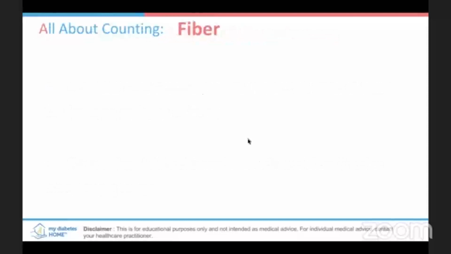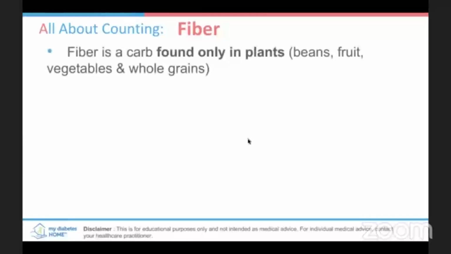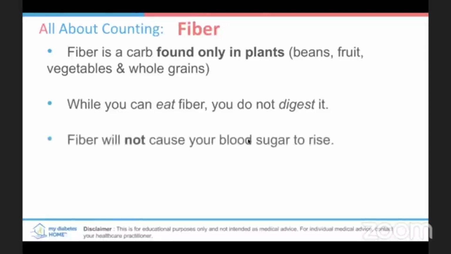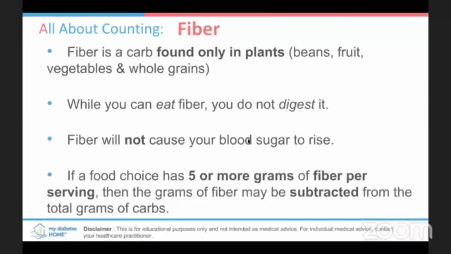All right, how about fiber? Fiber is a carb that is found only in plants, not in animal food. You eat fiber, you typically cannot digest it, and thus fiber will not cause your blood sugar to rise. In general, we recommend that you ignore the fiber, but if there's a significant amount of fiber in the serving, 5 or more grams of fiber, then you may want to subtract that from total grams of carbohydrates.